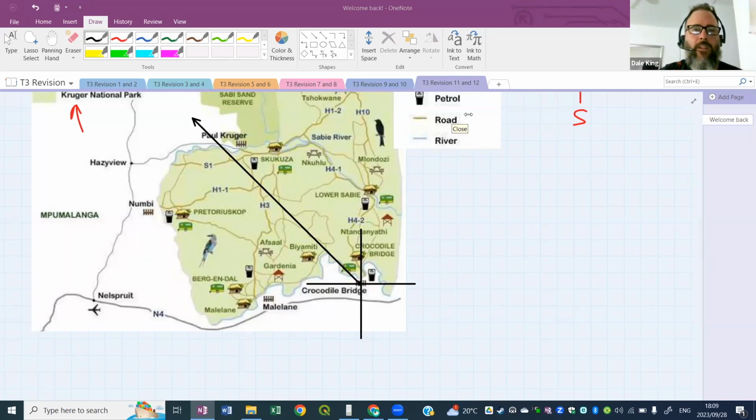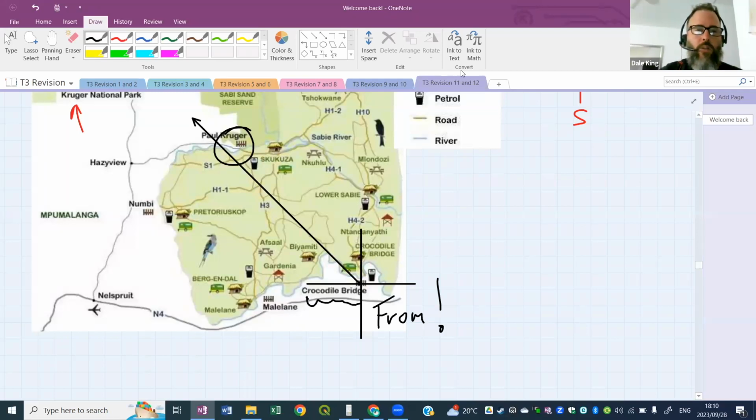Yep, it's Paul Kruger. It's this one here. So he's entering at that gate, which is northwest from the Crocodile Bridge gate. I drew a line northwest, and I can see that the Paul Kruger gate is the gate that is northwest of the Crocodile Bridge gate. So he enters the gate there.